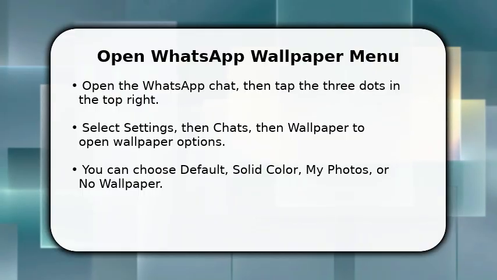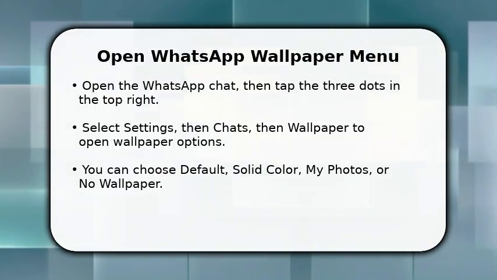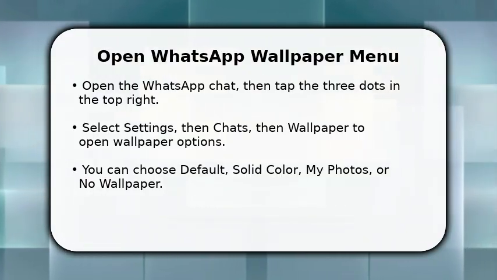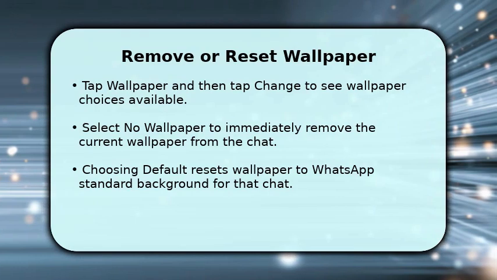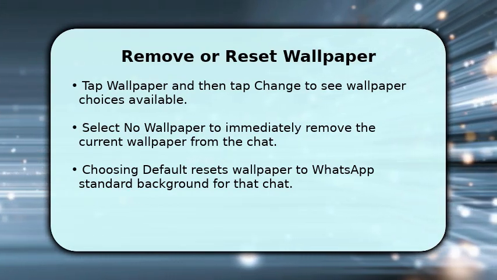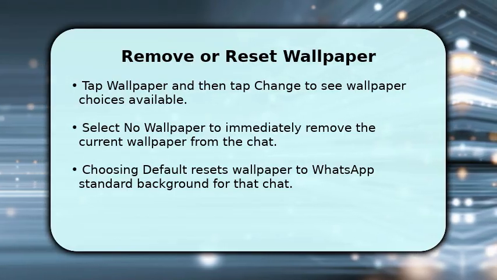Choosing No Wallpaper clears any custom image from that chat immediately. This first step accesses the exact controls you need to remove wallpaper quickly. Tap Wallpaper and then tap Change to see the wallpaper choices available. Scroll through Default, Solid Color, My Photos, and No Wallpaper options in the picker.